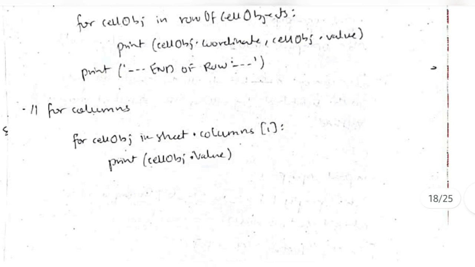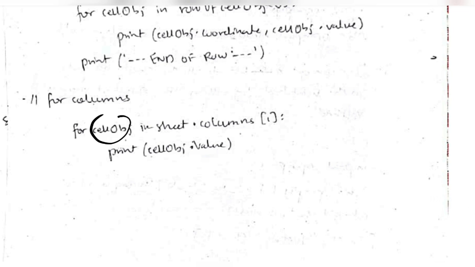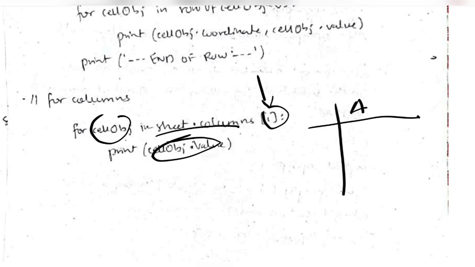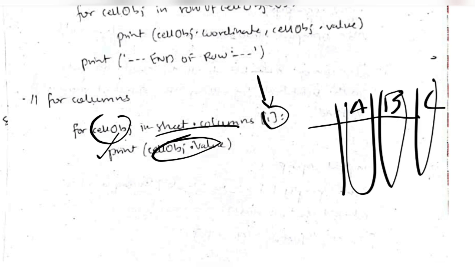Okay, for columns what we have to do is, for cell object in the sheet columns 1, print cell object dot value. So what happens is, sheet columns 1 means sheet dot columns of 1, and all the column values will be stored in sheet columns 1. So the cell values associated with that will be printed in each iteration.